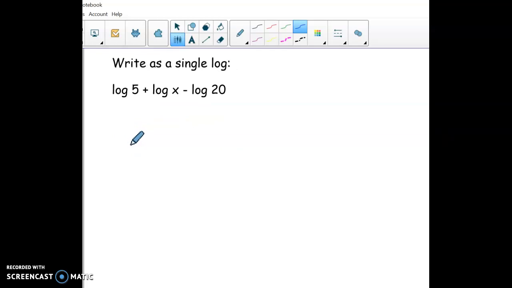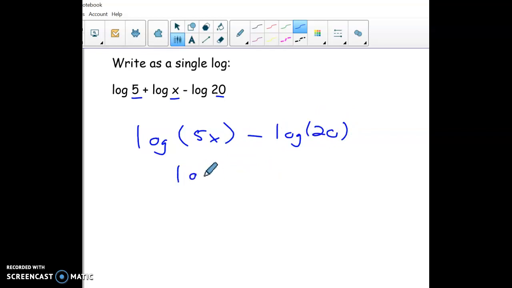Pause the video, give it a shot. All right, so anytime the logs are added together, you're going to multiply these parts, and then if it's subtract, you're going to divide. So as a single log, I guess I could do it in steps. I'll multiply the 5 and the x first because they're added together, and then we have log of 20. And so now I'm going to divide, because this is a subtract, I'm going to divide the 5x and the 20. So it's going to be log, and then 5x over 20.